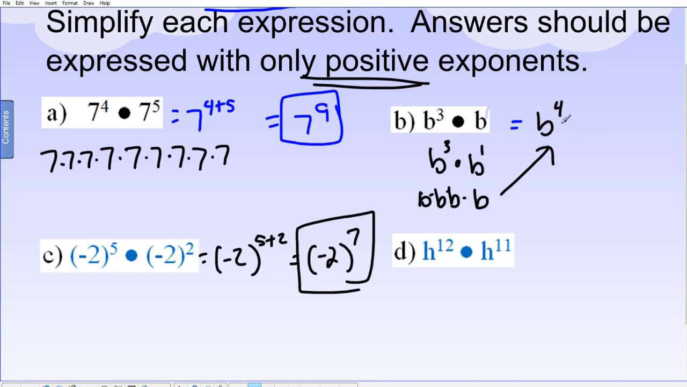Here, b to the 4th power. Okay, letter D. How many h's are being multiplied together? I've got 12 h's here, all being multiplied together. H times h times h times h times h, 12 times, and 11 more of them. So I'm going to take h to the 12 plus 11th power to add my exponents together and get h to the 23rd power.